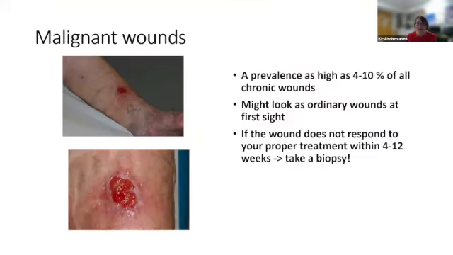Malignant wounds might look like ordinary wounds at first sight. As you can see in this picture, in the upper picture, the patient has venous insufficiency. And at first sight, you might think that this is a venous leg ulcer. But when you look more closely, you have raised borders, and it was a basalioma. And that is why it is so important that you should take a biopsy or refer the patient to a specialist that can take a biopsy if the wound does not respond to your proper treatment.